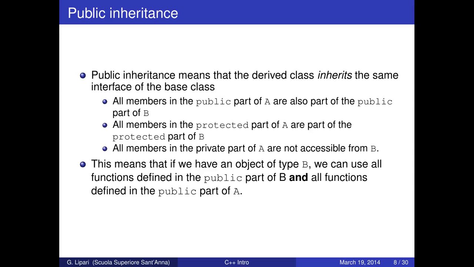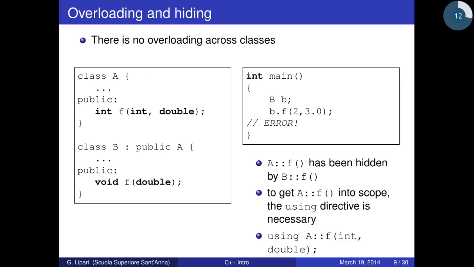So private actually means private in the sense that nobody is going to touch it except myself. Protected means, okay, me and my sons, the derived classes, can access it. And public means everywhere, everyone. Okay?